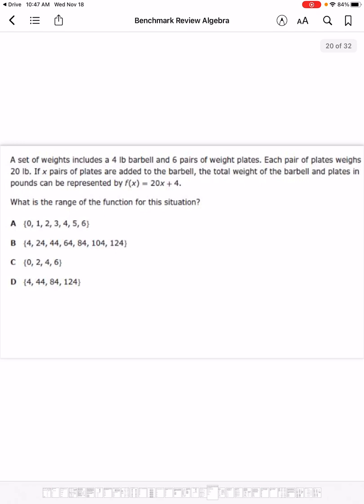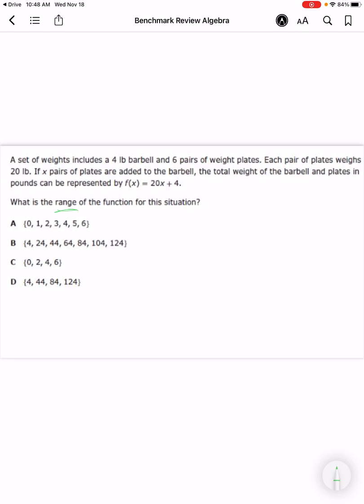Okay, here, we're talking about a real-life situation, and we want to know the range. Okay, the range is the y values. Okay, it says a set of weights includes a 4-pound barbell and 6 pairs of weight plates. Each pair of plates weighs 20 pounds. If x pairs of plates are added to the barbell, the total weight of the barbell can be found by representing this. What is the range of the function?